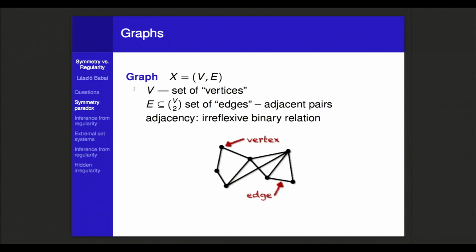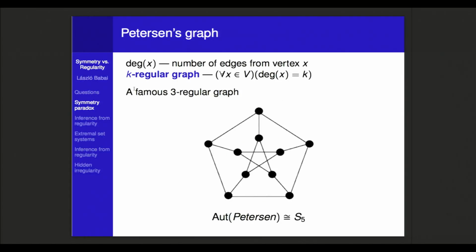These pairs are called adjacent. So adjacency is an irreflexive and symmetric, I forgot to say, binary relation. Okay, so the degree of a vertex is the number of its neighbors, and we say that the graph is k-regular if every vertex has exactly k neighbors. So for instance, this is a famous 3-regular graph. Every node has 3 edges leaving it.